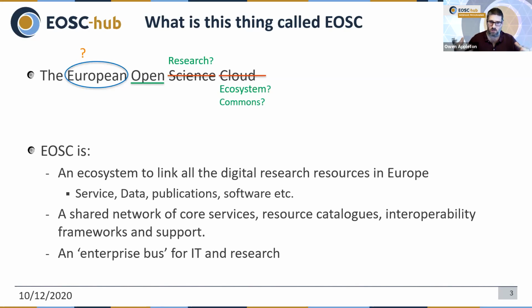So it's an ecosystem to link all this together. It's a shared network of core services, and these are mostly services, things that keep this big federation going. It is catalogs of resources of all types that are interconnected. It's interoperability frameworks to allow all these elements to work with each other, and coherent support to allow for training and education and promotion to the scientific communities and the research communities.